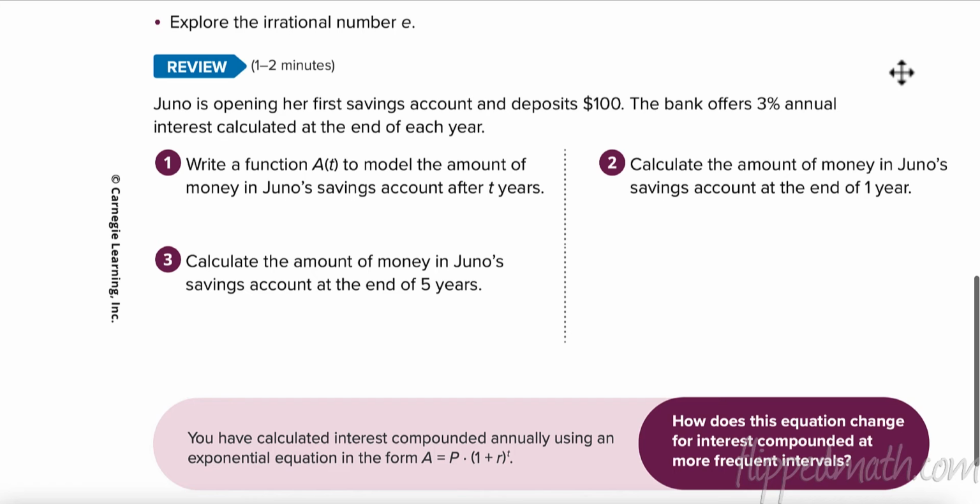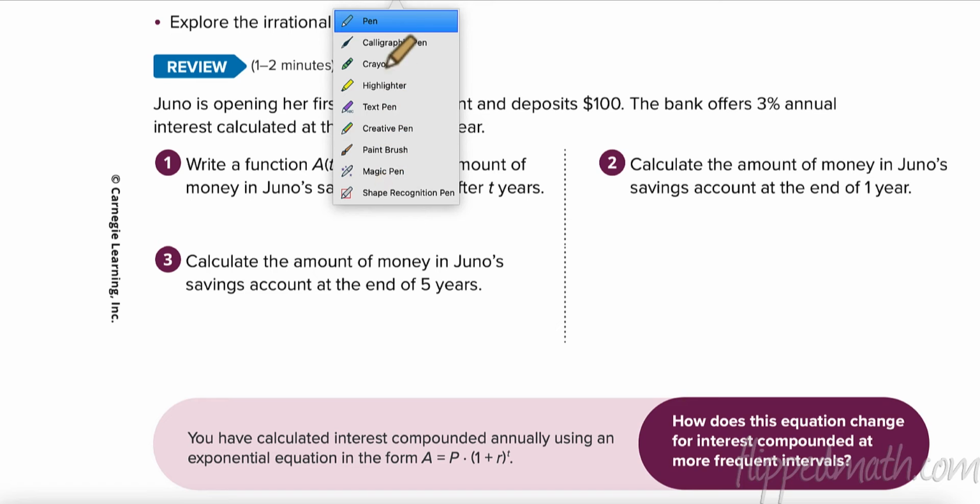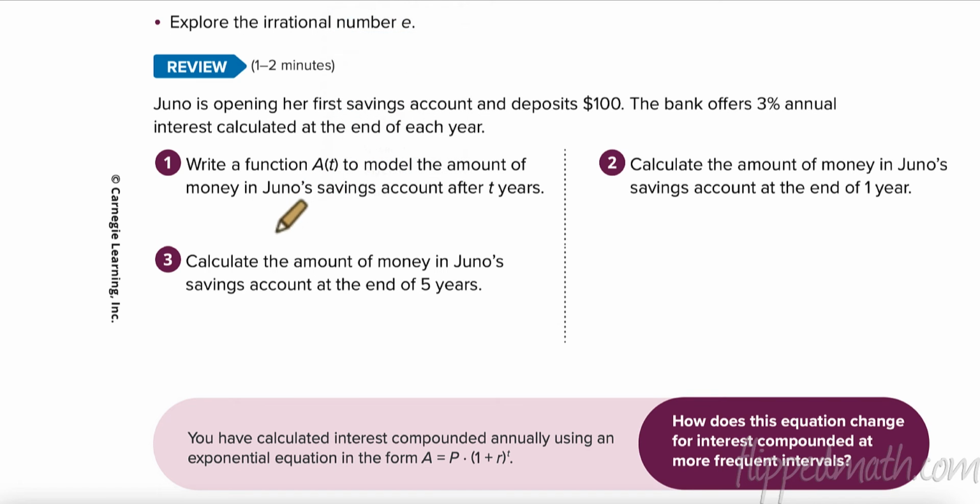All right, down here, let's review real quick. Juno's opening her first savings account and deposits $100 into the bank. Great job, Juno. The bank offers 3% annual interest calculated at the end of the year. So she's making some money here. Not much, but she's making some. That's good. We want to write a function.